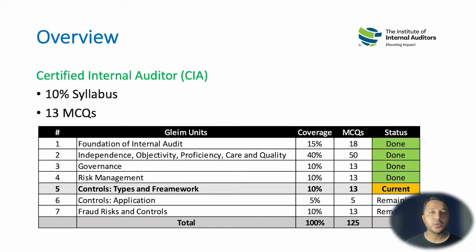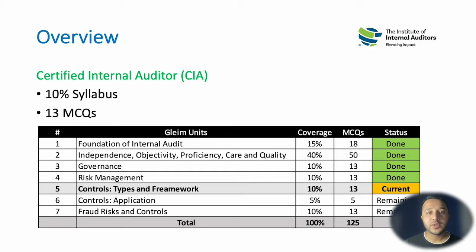However, the control unit is split into Unit 5 and Unit 6. Unit 5 is about the types and frameworks, the internal control frameworks, and Unit 6 is about how to apply internal controls in your day-to-day auditing activities, so the application part. And lastly, in Unit 7, we will be discussing fraud risk and controls. Just to have a quick overview of what we have covered in each unit broadly.